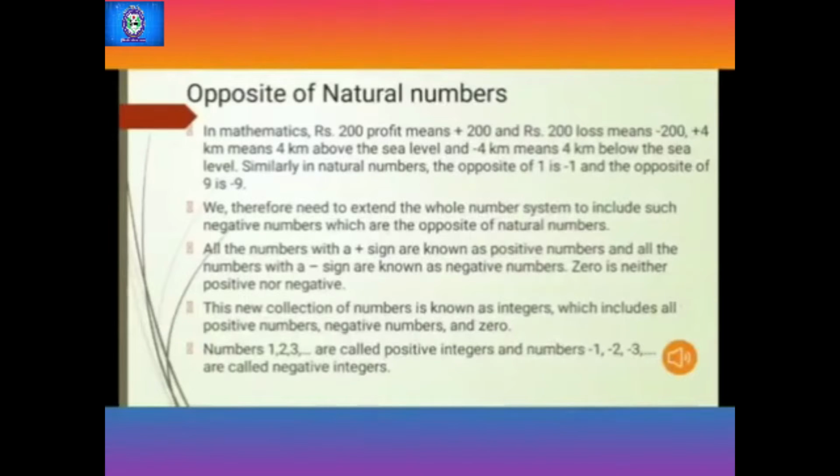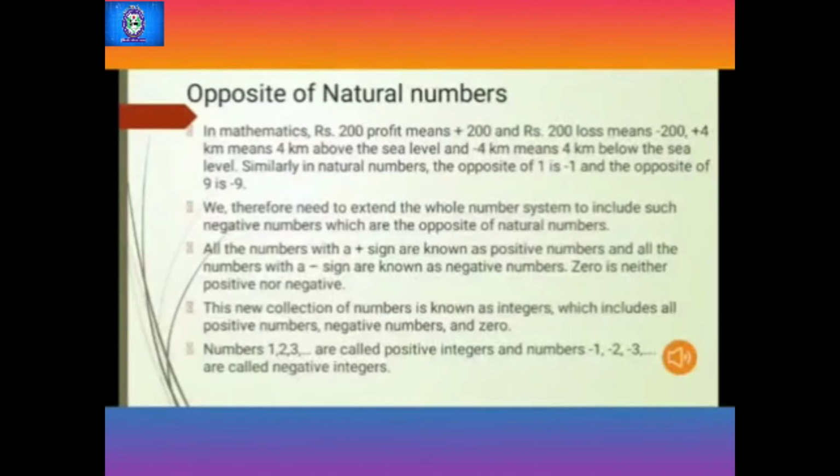Dear students, now let's discuss opposite of natural numbers. In mathematics, rupees 200 profit means plus 200 and rupees 200 loss means minus 200. Plus 4 kilometer means 4 kilometer above the sea level and minus 4 kilometer means 4 kilometer below the sea level. Similarly, in natural numbers, the opposite of 1 is minus 1 and the opposite of 9 is minus 9.